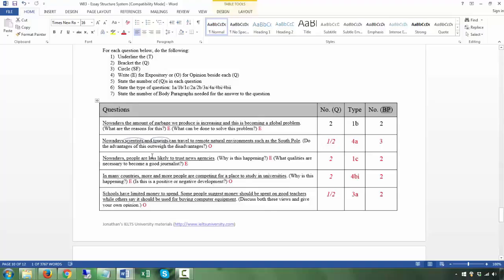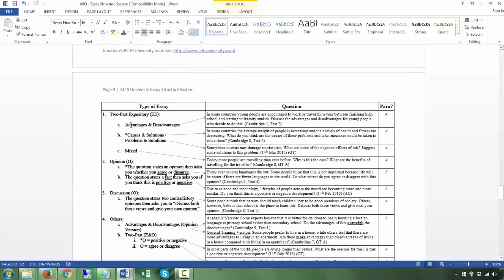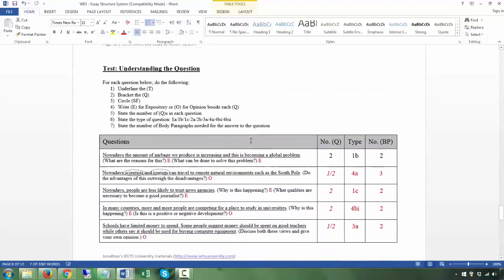Next, nowadays people are less likely to trust news agencies. That's the T. Why is this happening? 1 question. What qualities are necessary to become a journalist? Another question. So both of these are expository. There's no position to be taken. And then what kind of question is this? This is 1C, a mix, because a mix means any 2 kinds of expository questions that don't fall into the first 2 categories of advantages and disadvantages, causes and solutions, problems and solutions.